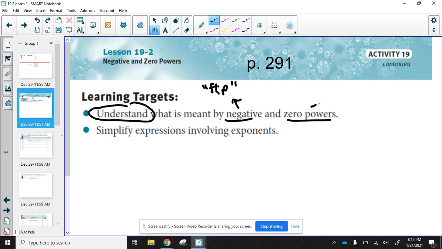With zero powers, this is nice and easy. Say if we have 7 to the zero power, anything to the zero power is equal to 1. So say if we had x to the zero power, that is equal to 1.